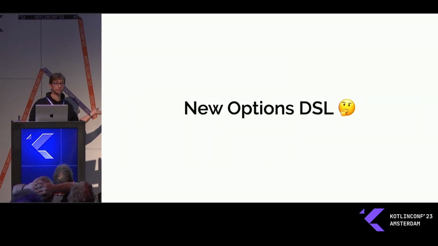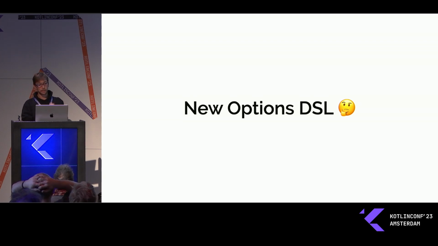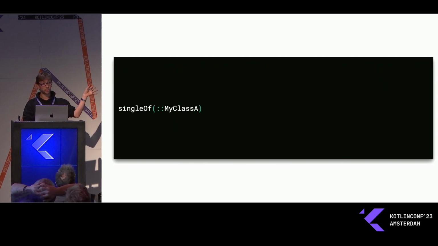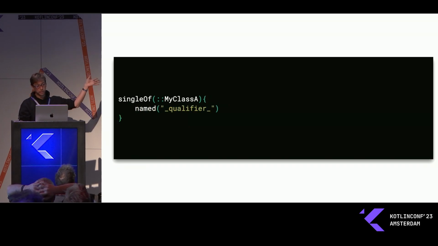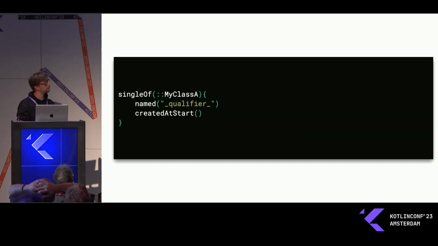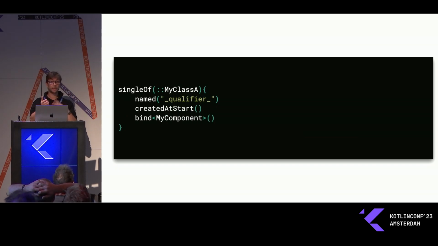But then we have a new constructor DSL. We can take this chance to open a new options DSL. And then you have these functions. We are creating an instance for my class A, and we have the place here to directly open a block of code to let you write anything you want for this definition. And then we could use the function named qualifier, create it at start, and then bind any kind of components you want. Yeah, this is great, and this is more readable compared to the other way of writing your definition.